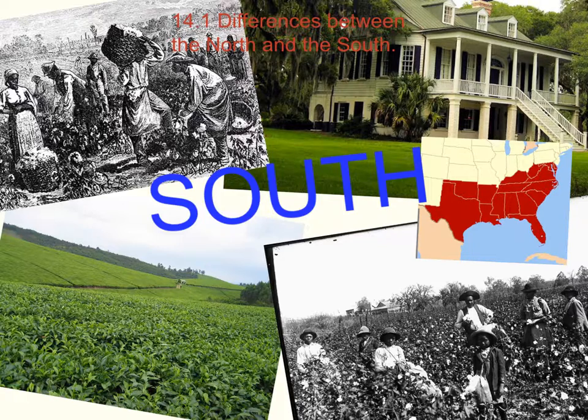Plantation owners, though, made up a very small percentage of the South. Just about 1% were actually plantation owners. But that 1% were the upper class. They were the political, social, and economic leaders, and they by far owned the most slaves.